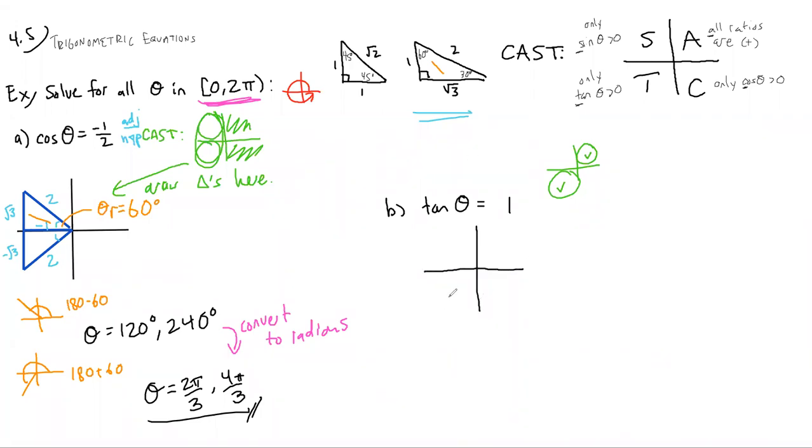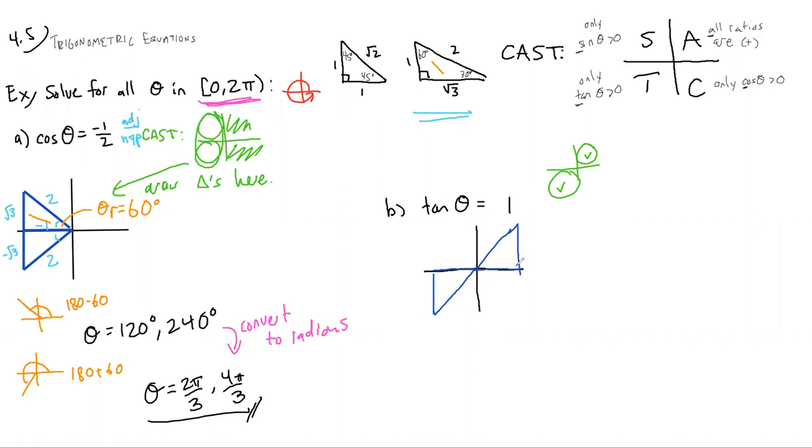And I'll draw them in blue. So again, it should always go up or down to the x-axis, never across to y. So these are going to be my two triangles. So I need to find the reference angle in both.